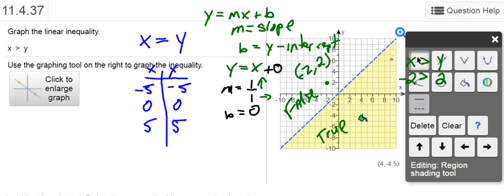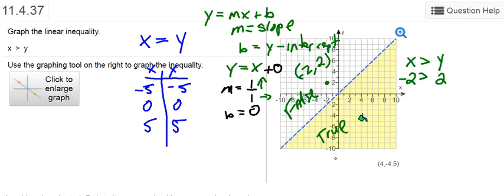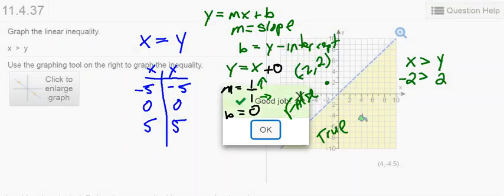So it looks like you had a good answer there. The only issue was the line on that. You had the wrong kind of line. So let me know if you have questions on that, Julie.